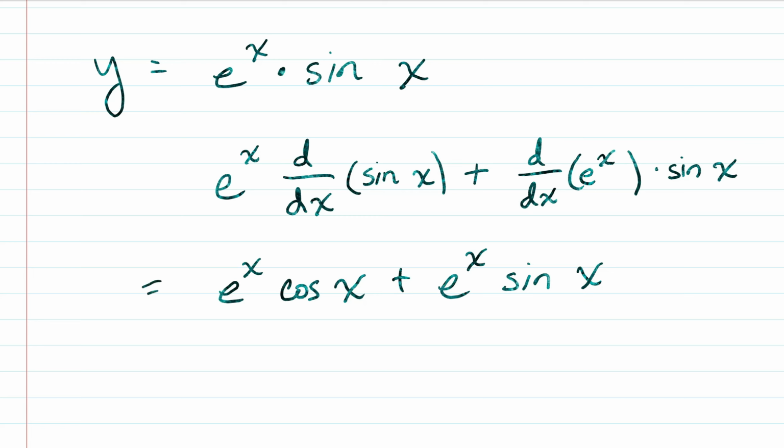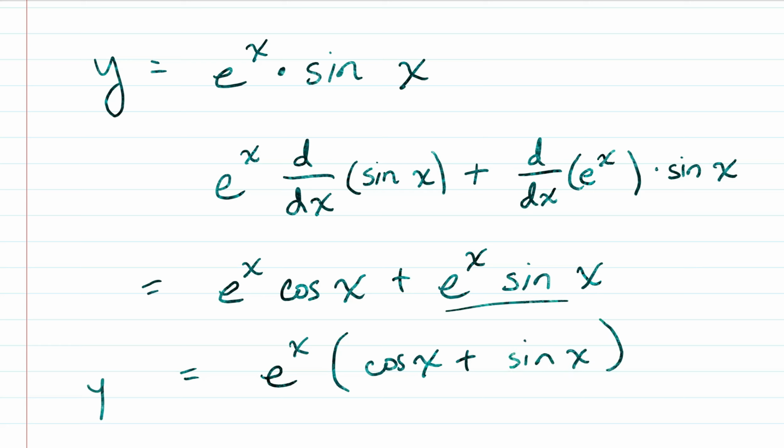Okay, and then lastly, we can go ahead and pull out an e to the x because that's what's common in both terms, e to the x. And then e to the x goes into that term on the left, cosine x times, and it goes into the term on the right, sine x times. So we can say y prime is equal to e to the x times the quantity of cosine x plus sine x.